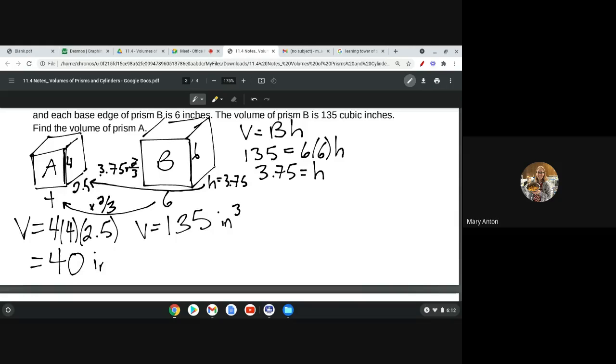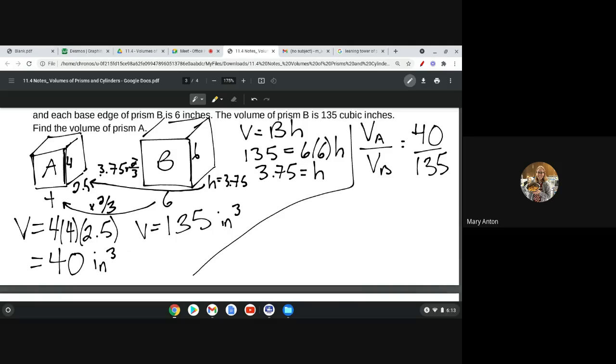All right, y'all, now this is the really cool part. I'm just going to do this off to the side because this is where we're going to figure out what the shortcut is that we can take. So I'm going to take the volume of our prism A divided by the volume of prism B. All right, so the volume of prism A was 40. Volume of prism B is 135. All right, now we're going to simplify that.